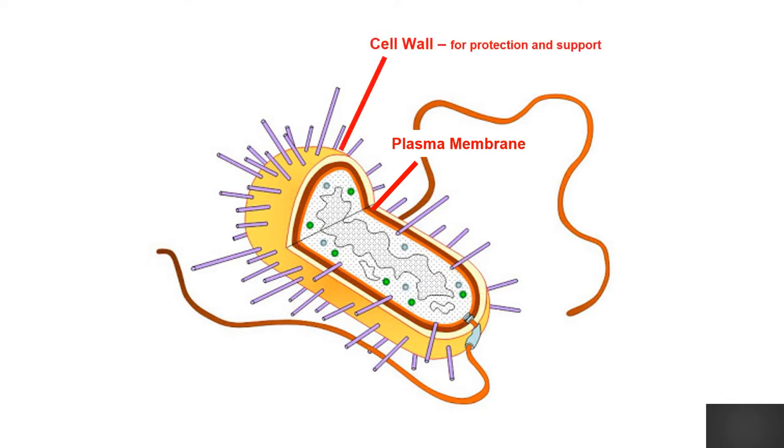But in bacteria and prokaryotes in general, they have to have this cell wall on the outside because they're living in the environment on their own and they need that cell wall for protection and support. So when you see these multiple layers, know that the plasma membrane is the one that's kind of on the inside and the cell wall is the one that's on the outside.